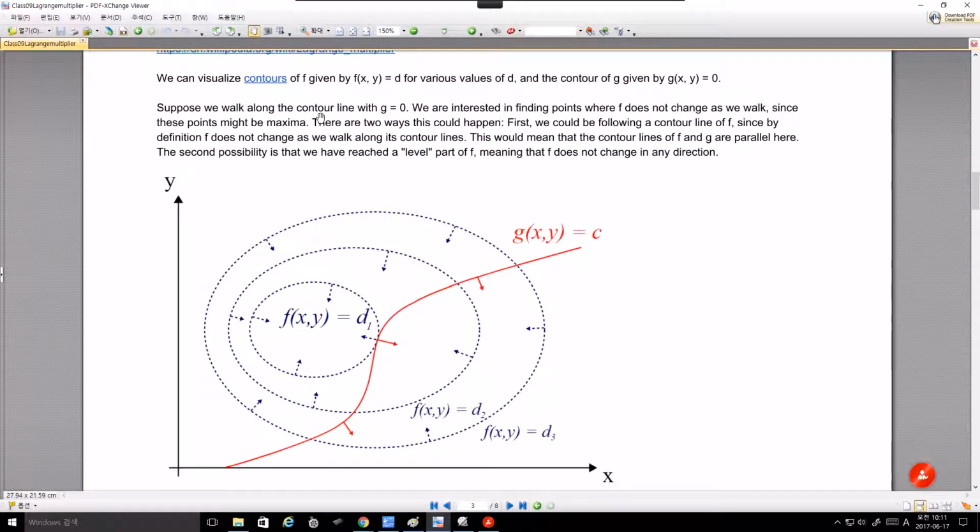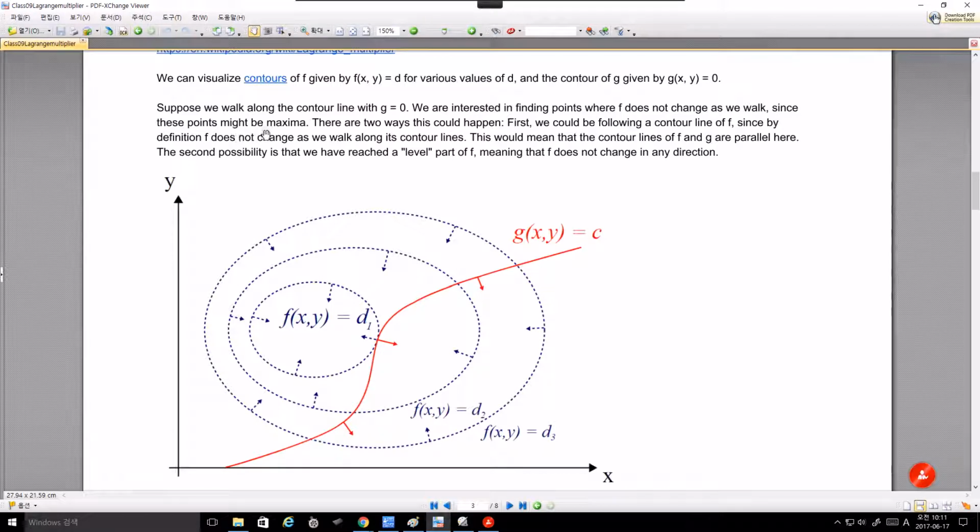Suppose we walk along the contour line with g equal to c. We may put c as 0, without loss of generality. We are interested in finding the point where f does not change as we walk. If we are at the top around this point, f is basically flat, neither decreasing nor increasing. So around this point it is close to flat. So we are interested in finding the point where f does not change as we walk.